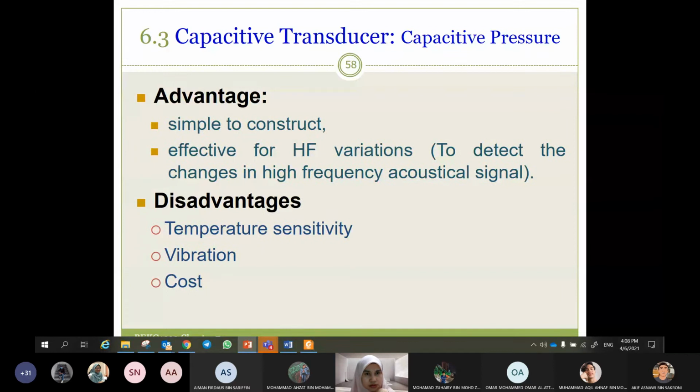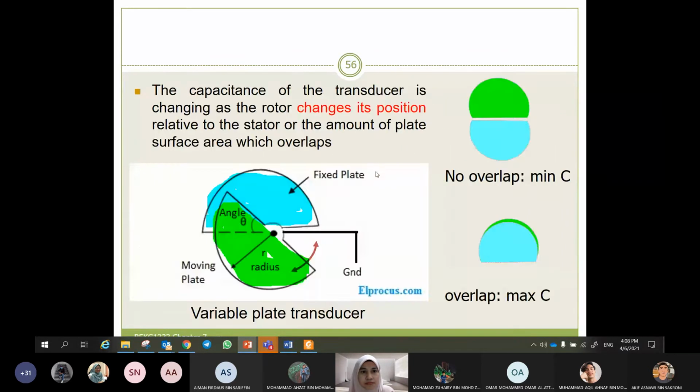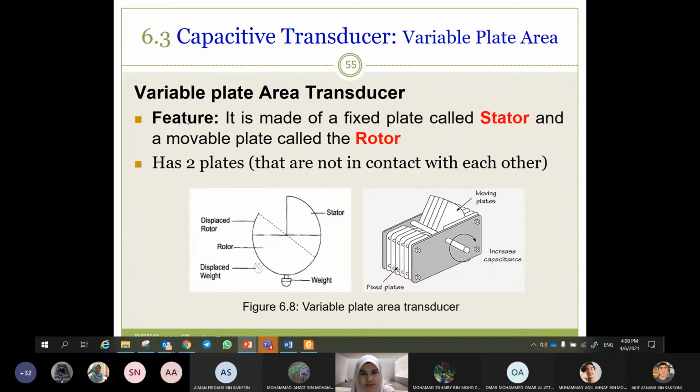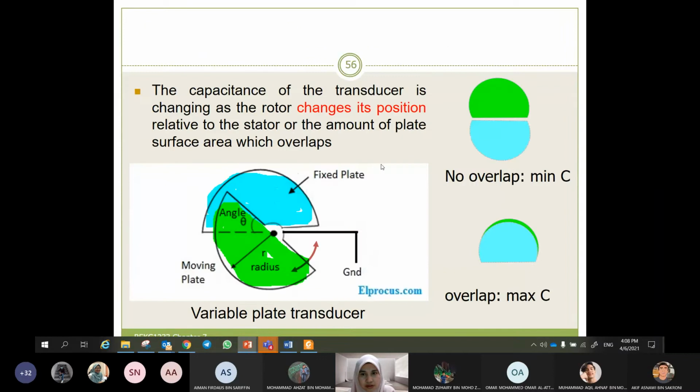How about this? This is a capacitive transducer. We have covered the variable plates transducer. The application for capacitive transducers is to measure displacement, velocity, acceleration, force, pressure, vacuum, and so on. This is the variable plate area transducer that we covered on Monday.